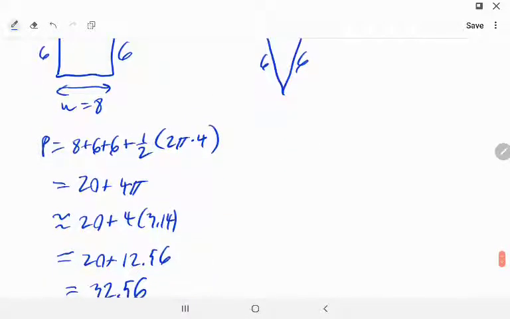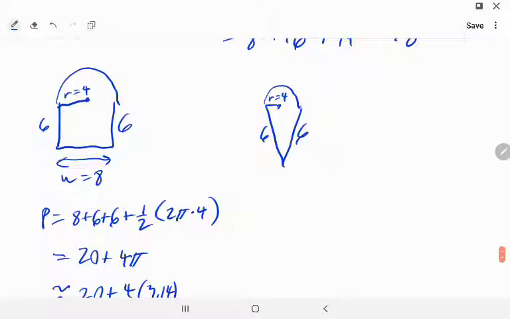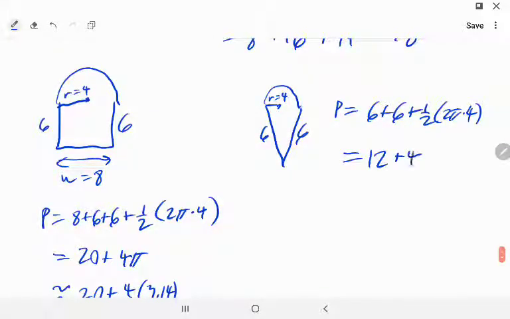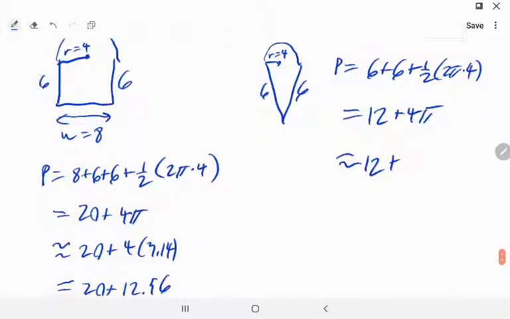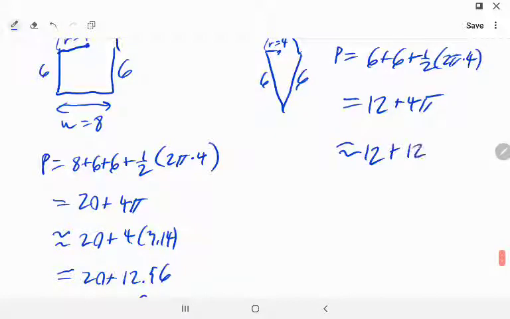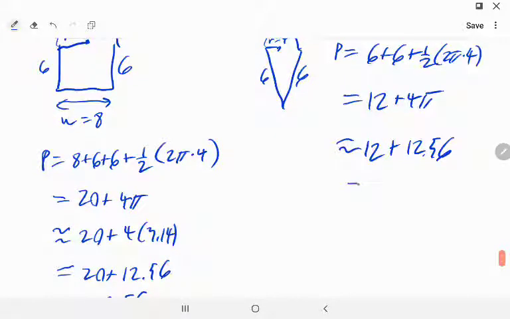Then for the triangle with the circle on top, we're going to get the perimeter is 6 plus 6 plus the same 1/2 times 2 pi times 4. And so we get 12 plus the same 4 pi we had before, because the half circle is the same. Now that would be approximately 12 plus 12.56, and so this perimeter is going to be approximately 24.56.